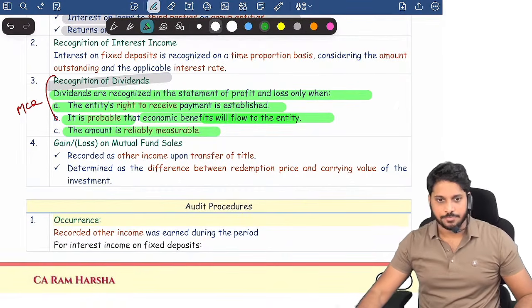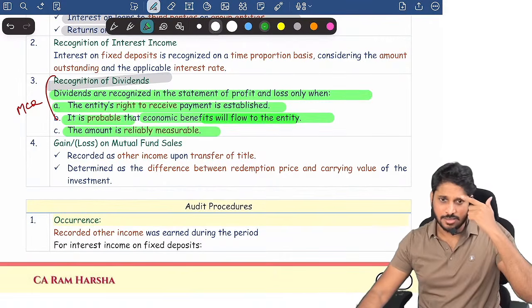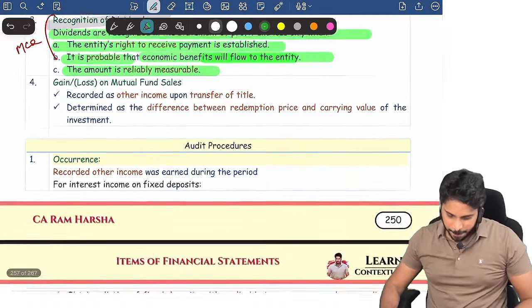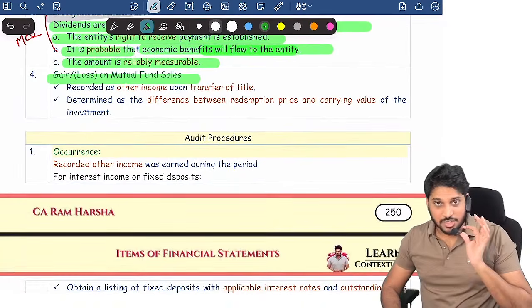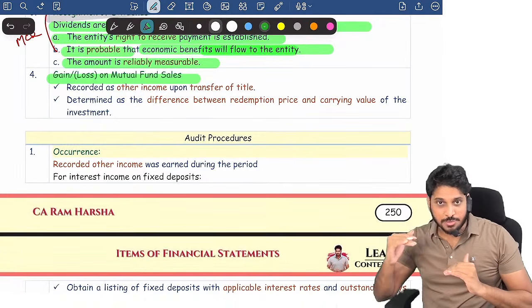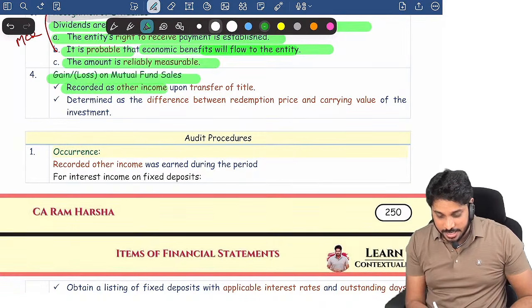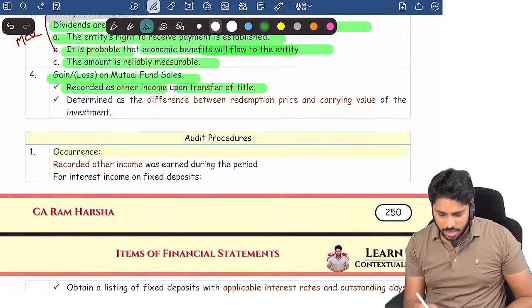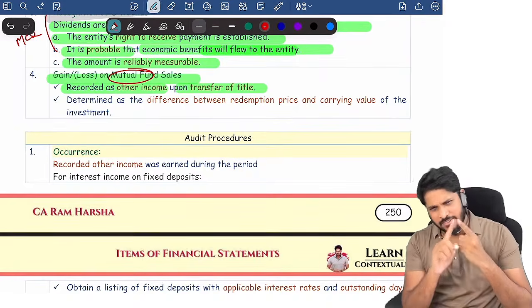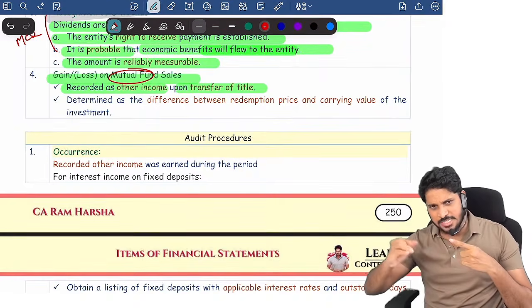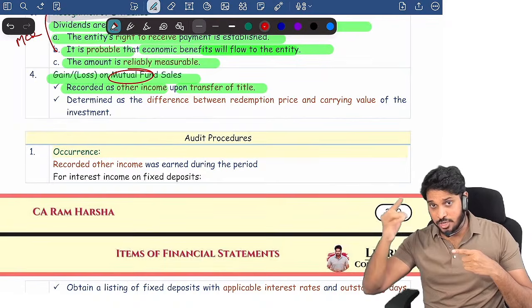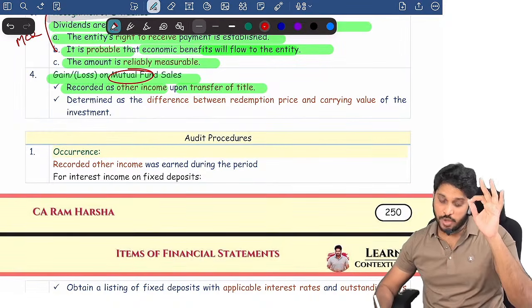Next, guys. Further, on mutual funds, sale profit or loss will be there on mutual fund investment purchase and sale. See that it is recorded as other income upon transfer of title. Not only mutual funds, even investments: if a company buys and sells shares, any profit or loss, we will route it through other income only.